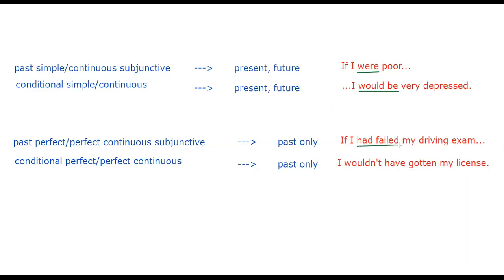Okay, so had failed is the past perfect, no continuous here. I wouldn't have gotten, that's just conditional perfect, because it's perfect because we have the have, and it's conditional because of the would. So would have gotten is conditional perfect, but with a not. And no continuous because we don't have ing verbs here. So that's the formula here. So these two can point to the present or the future. These two point to the past only.